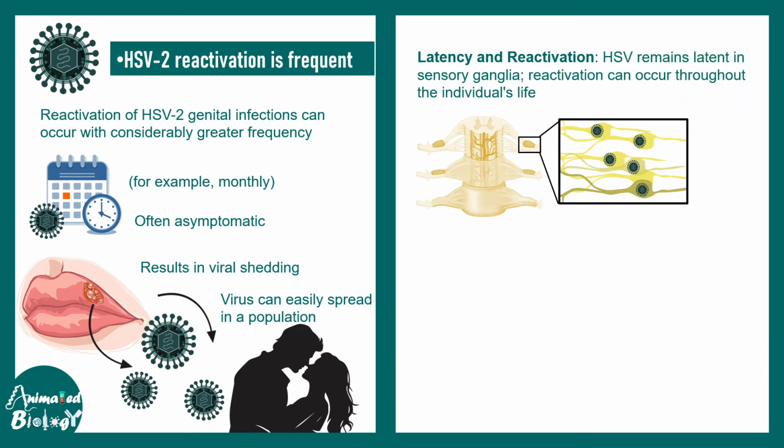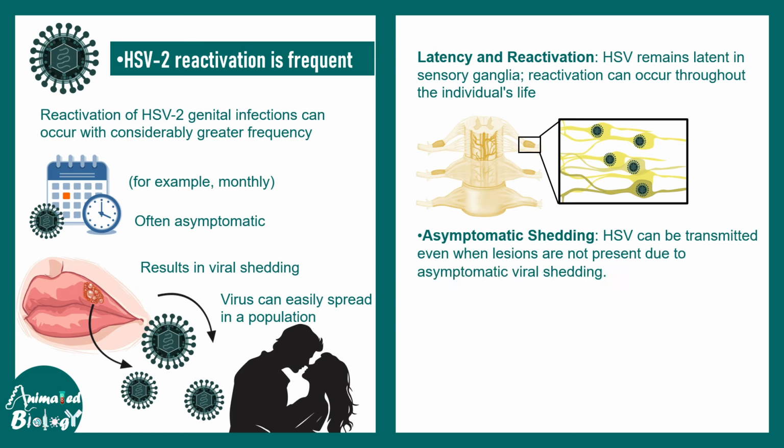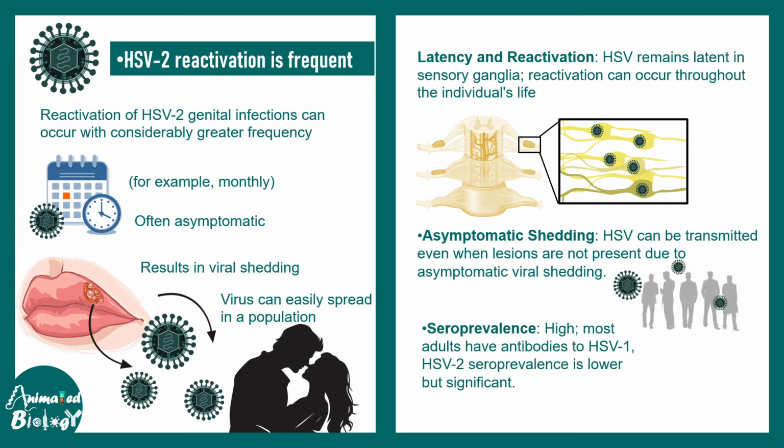So what we learned so far is that there is a latency and reactivation phase, which makes HSV pretty unique. And there is asymptomatic shedding. While the virus is still there, there are no symptoms. So the individual might transfer the virus to the next individual even unknowingly. And we talked about seroprevalence. The seroprevalence of HSV-1 is pretty high at a young age, and HSV-2 seroprevalence is lower but still significant in the sexually active population.